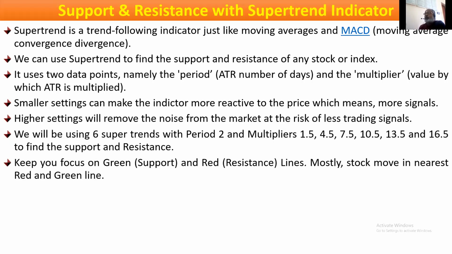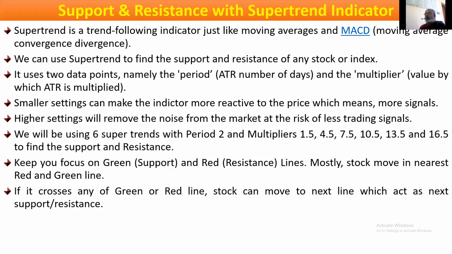Keep a focus on the green support line and red resistance lines. Mostly stocks move between the nearest support and resistance. If you track the stocks on a backdate, you can find that at each support or each resistance, the stock has reached at least twice or thrice before giving a reversal. So it is 90% successful. There will be 10% when there is a very big move and that level is not taken up.